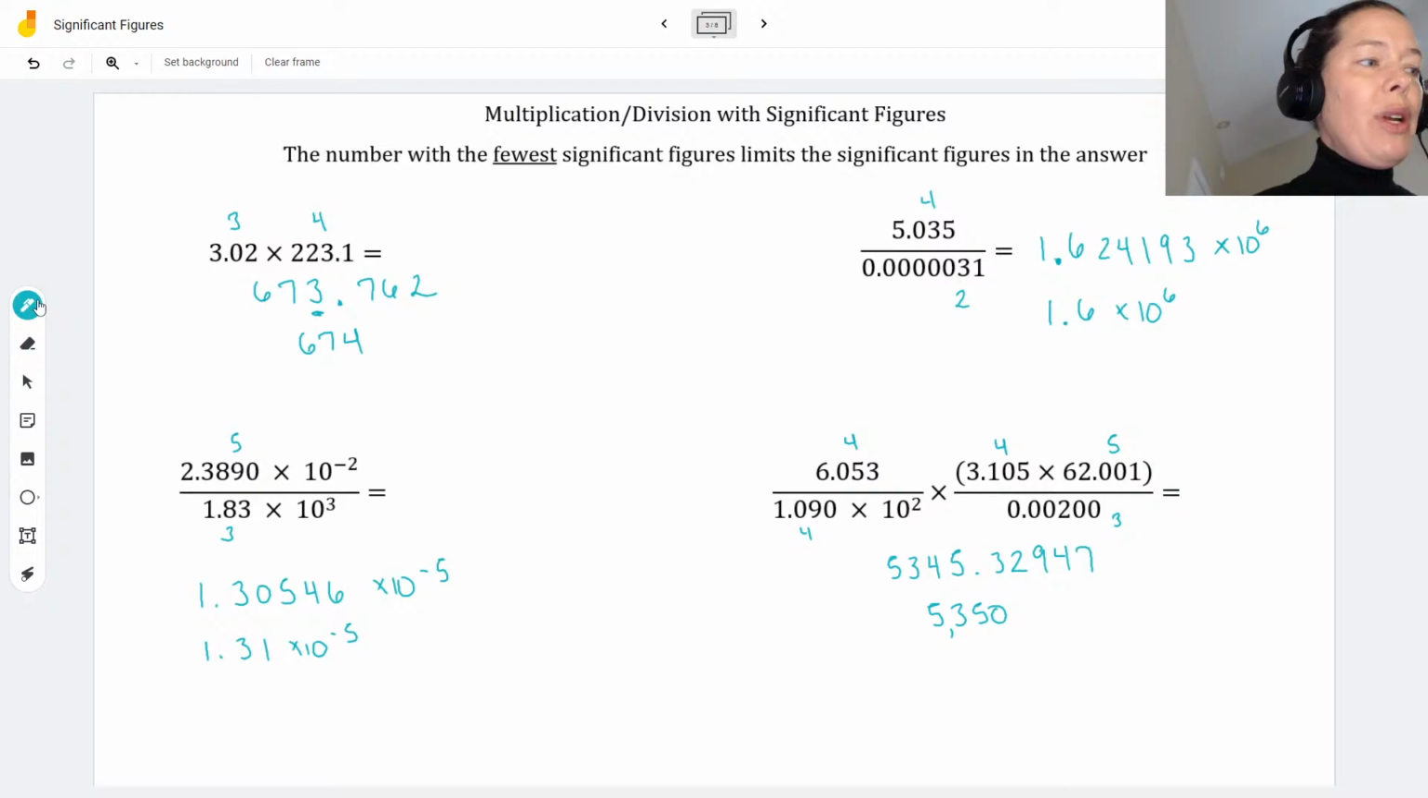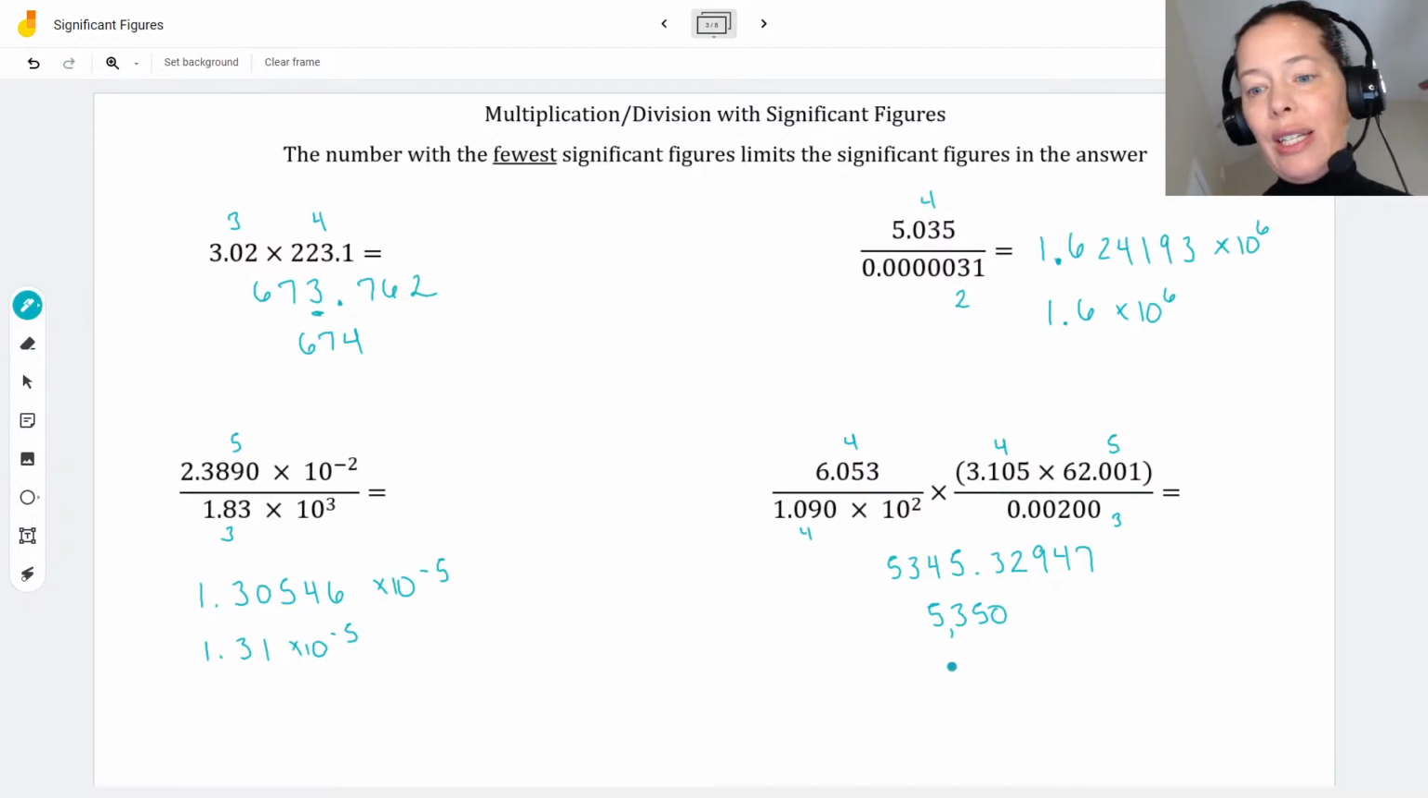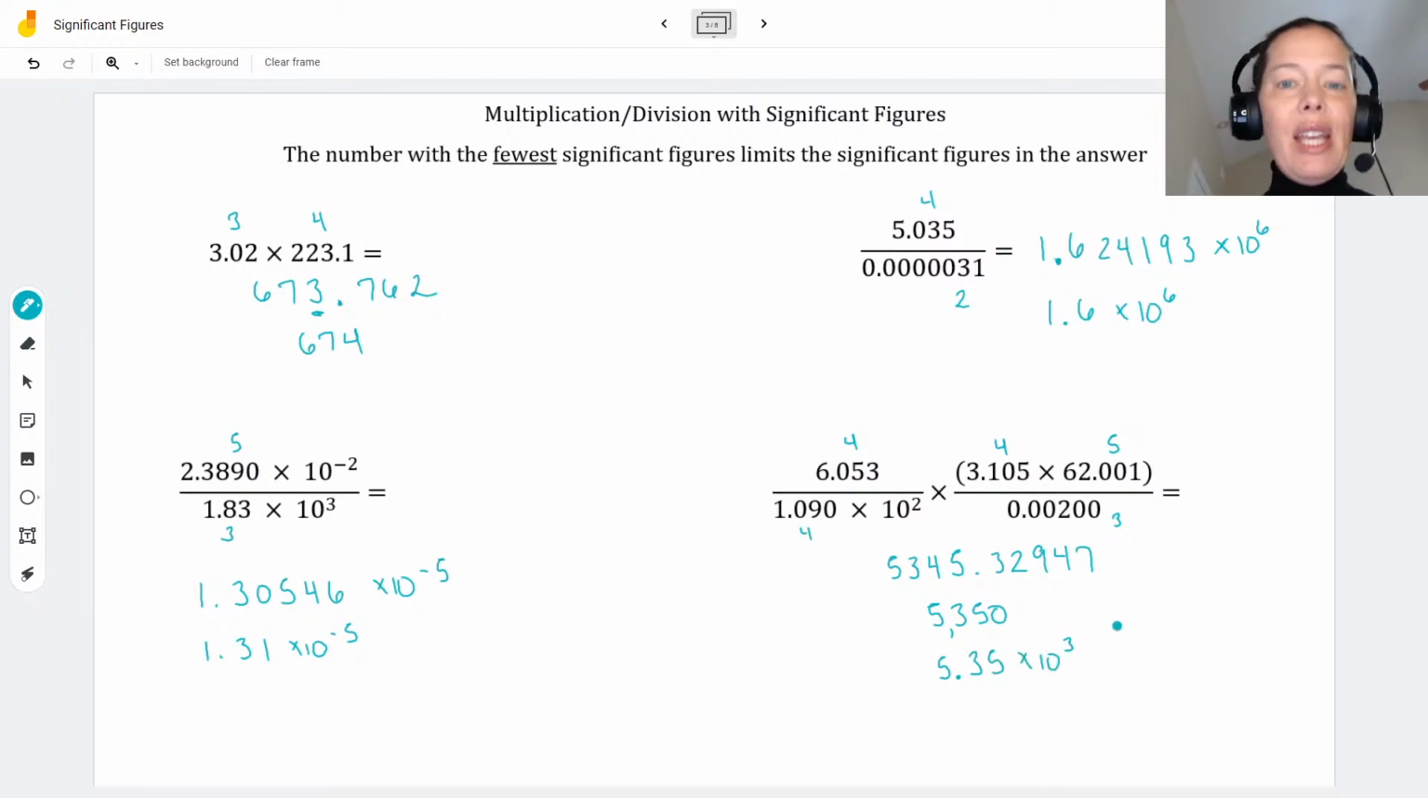Or if you want to be really sure, convert it into scientific notation. So that would be 5.35 times 10 to the third. And then you don't have to worry about that 0 accidentally being significant. Okay, so this is just, again, reviewing the rules for addition, subtraction, and multiplication, division.